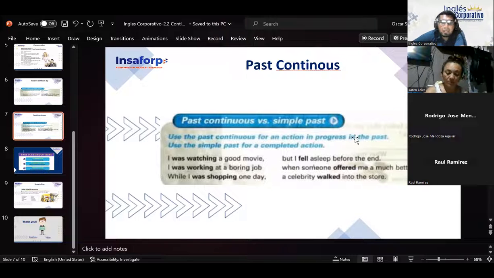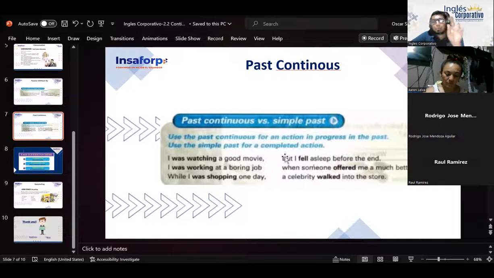So here we have it. The first one: I was watching a good movie, but I fell asleep before the end. So this is me almost every Friday. So yeah, I was watching a good movie, but I fell asleep before the end. If you see here, this is something that was taking place at a moment in the past. You were doing an activity, but then this activity was interrupted by something else that happened in the simple past.